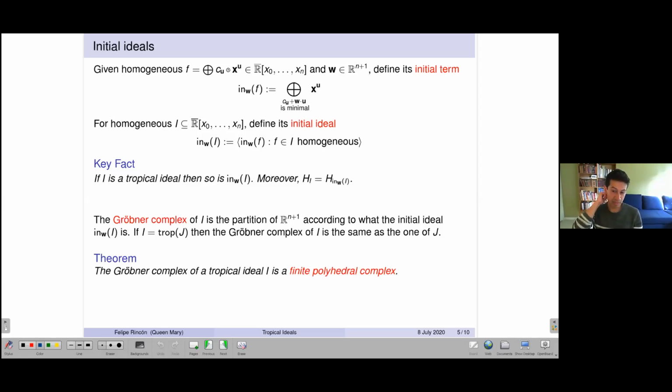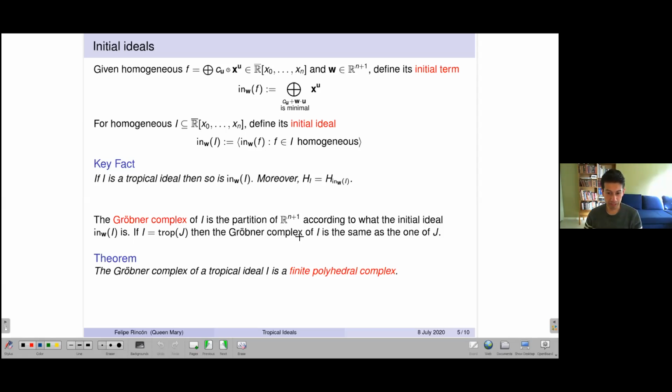And then maybe the last thing I want to say about initial ideals is that you can construct the Grobner complex of a tropical ideal in the same way you do it for classical ideals. What you do is you partition the space of possible weights, the space of possible W's, meaning you partition R to the n+1, so you put two W's in the same cell if the initial degeneration they define, if the initial ideal they give you, is the same. So the cells of the Grobner complex correspond to the possible initial ideals of your tropical ideal.